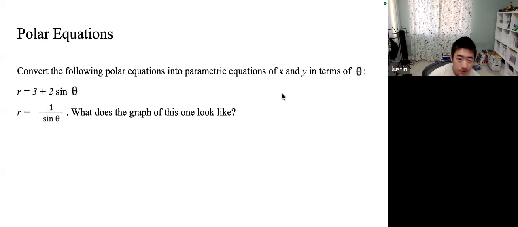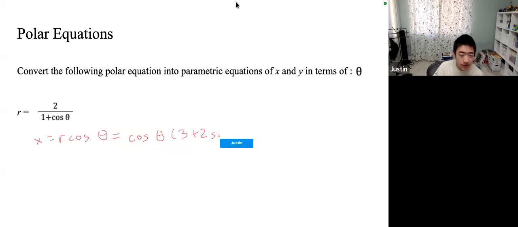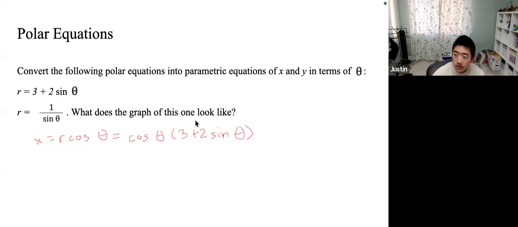Okay, so for this first one, remember we have x equals r cosine theta, which, if we substitute this for r, equals cosine theta times (3 plus 2 sine theta). If you want, you could expand that to 3 cosine theta plus 2 sine theta cosine theta.